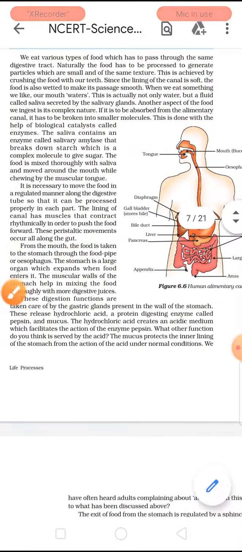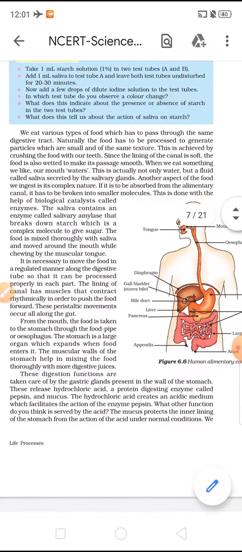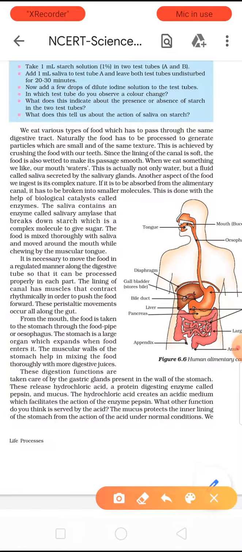Since the lining of the canal is soft, okay, the food is also wetted to make its passage smooth. When we eat something, we say our mouth waters. This is actually not water. What is it? It is saliva. And from where are we getting this saliva? It is secreted by the salivary gland.